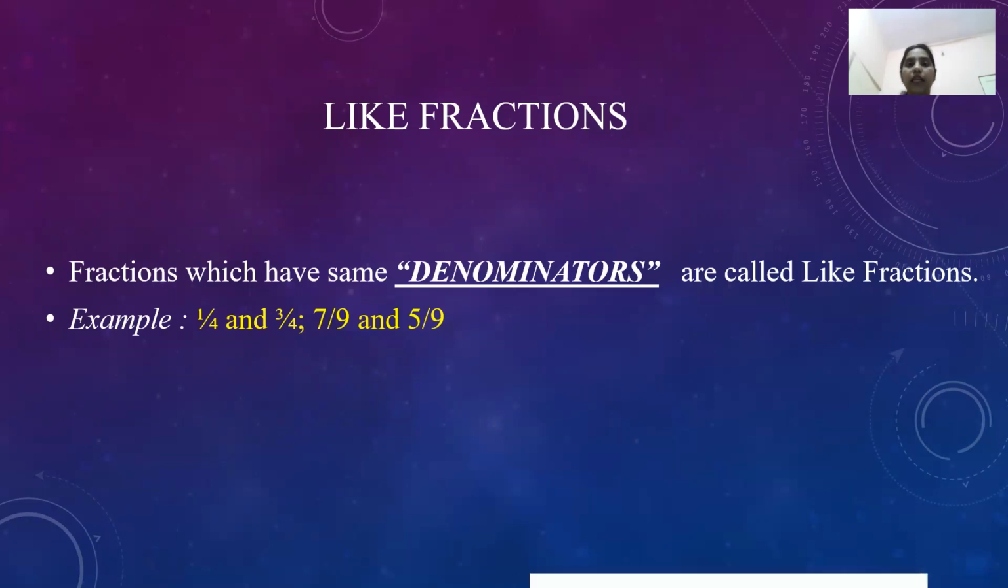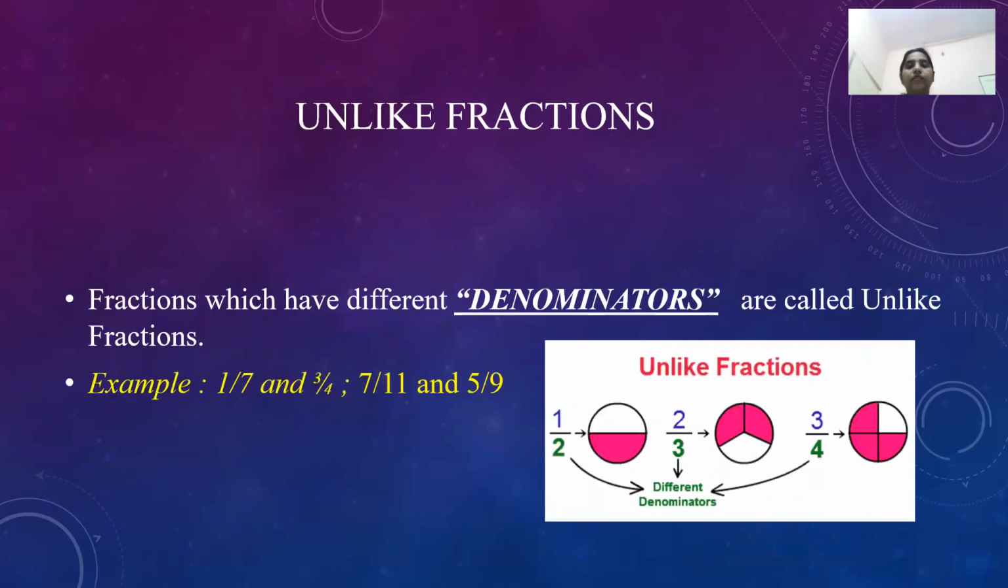Then what are the unlike fractions? Unlike fractions are the fractions in which the denominators are different, like 1 by 7 and 3 by 4 in the example. In this figure, in the pictorial presentation, we can see that 1 by 2, 2 by 3, 3 by 4, 3 fractions are there. Since the denominators are different, this will be classified as unlike fractions.